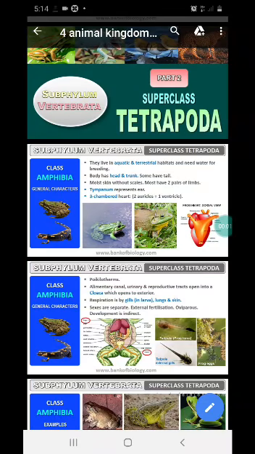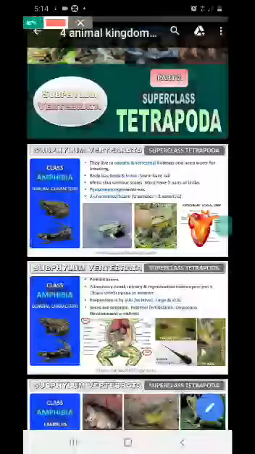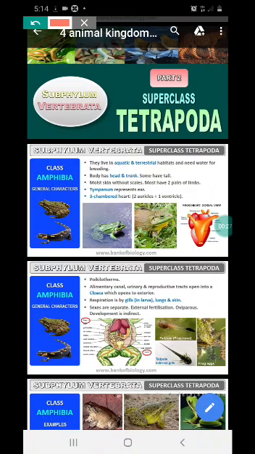Now coming to the superclass tetrapods, that is, organisms which bear limbs, under subphylum Vertebrata. The first of this class is Amphibia. So what are amphibians, children? These are the organisms which can live both in water and on land.